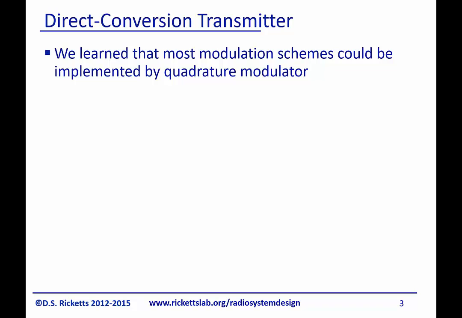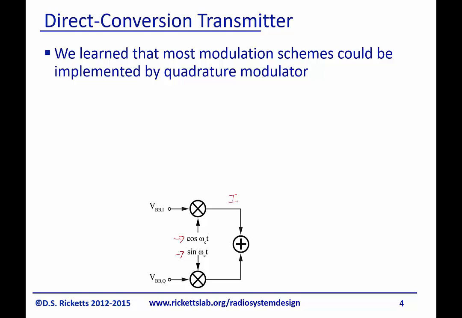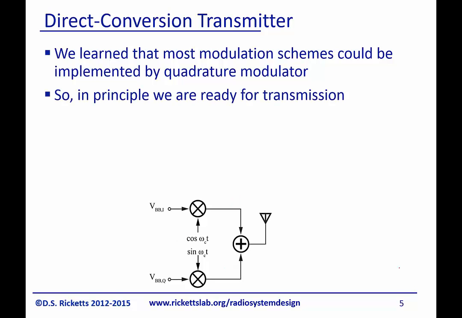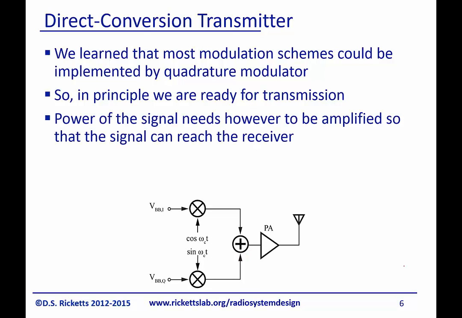So in a previous module, we learned that one of the most common modulation schemes is a simple quadrature modulator, as shown here, where we have an in-phase and an out-of-phase local oscillator that sets two orthogonal signals, the I and the Q, onto an output. So in principle, all we need to do is take the summation of that output and put it through an antenna. And typically to do that, we need to amplify the signal to get any kind of distance for transmission.